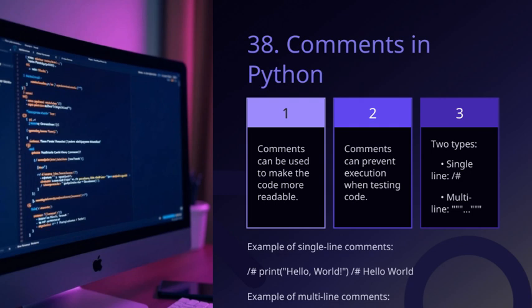Then there are single-line comments, which are simpler and are typically used for brief notes or explanations. They start with a hash symbol, and everything after that on the same line is considered a comment. The key points to remember are that comments can prevent code from executing, which is useful during testing or debugging, and that they play a vital role in making your code more readable and maintainable. As we continue, keep in mind how these comments help you and others understand what your code is doing without needing to decipher every line.